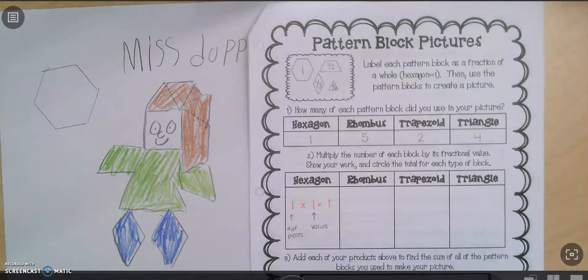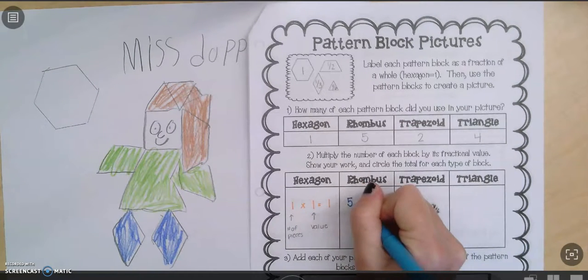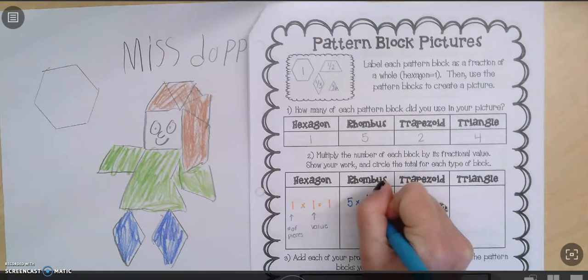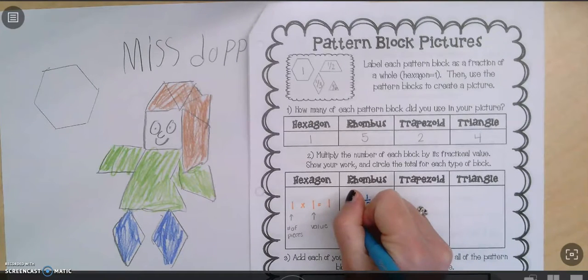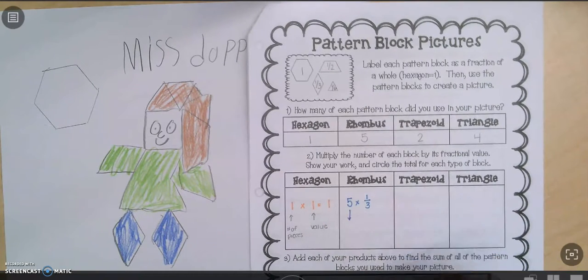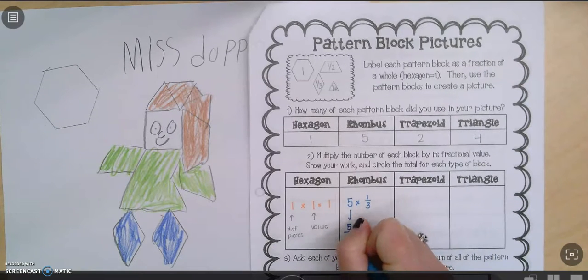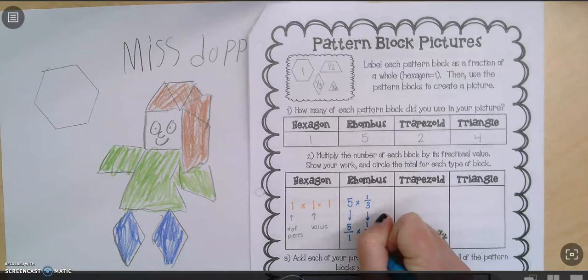So for the rhombus pieces, those rhombus pieces I know are blue. I'm going to have 5 rhombus pieces times the fractional value we know is 1/3. So to multiply a fraction by a whole number, what we do is we turn that whole number into a fractional amount. So remember, way back at the beginning of boot camp, we talked about how a whole number could be written as that number over 1 times the fractional value 1/3.